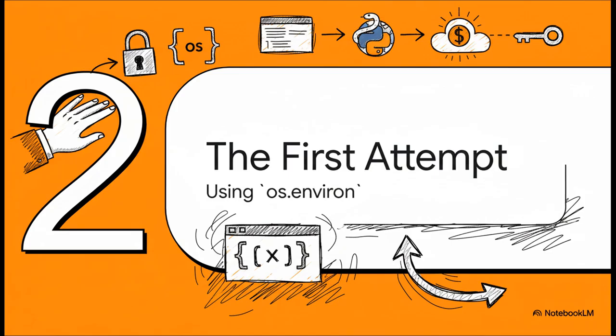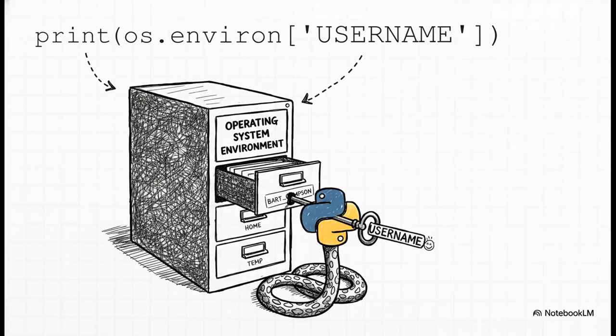Okay, so how do we actually get these variables from the operating system into our Python code? Well, the most direct way is using Python's built-in OS module. It has this thing called os.environ that acts a lot like a dictionary. Let's take a look. It's actually super straightforward.